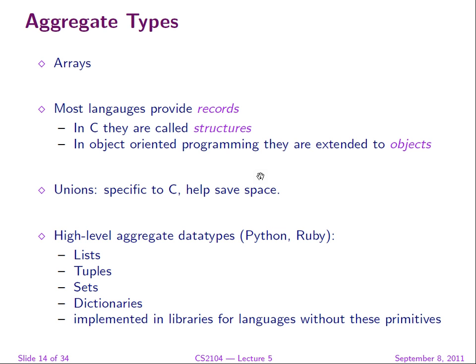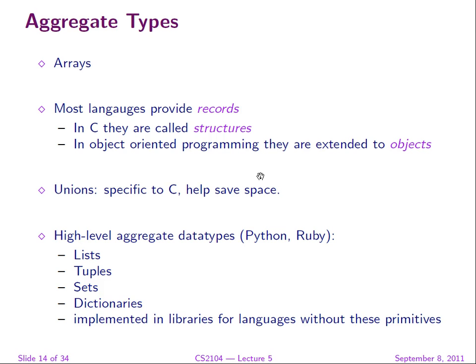Also in C, we have a very interesting kind of aggregation. It's not really aggregation. It's overlapping, if you want, for saving space, which is unions. You put several fields in a union. All those fields share the space, which means that if you assign to a field, all the other fields are clobbered.